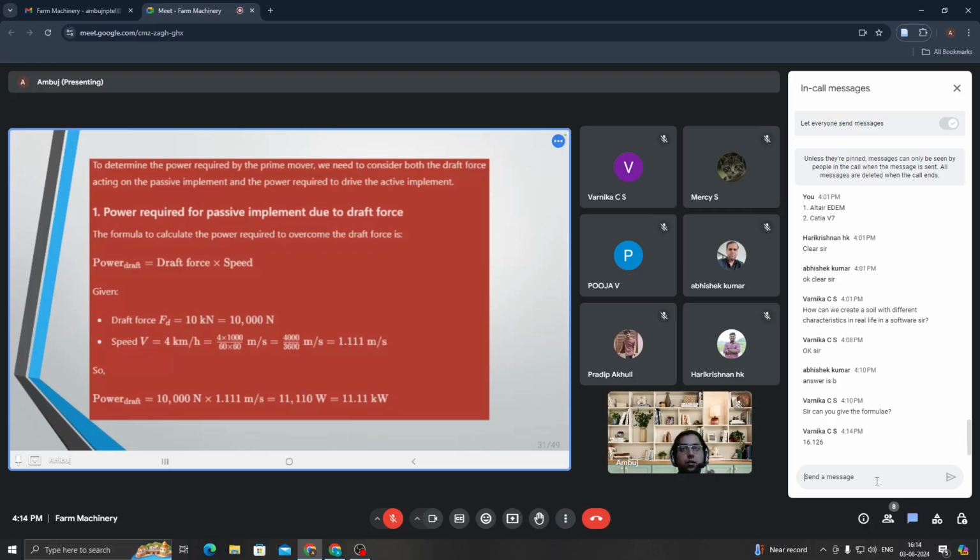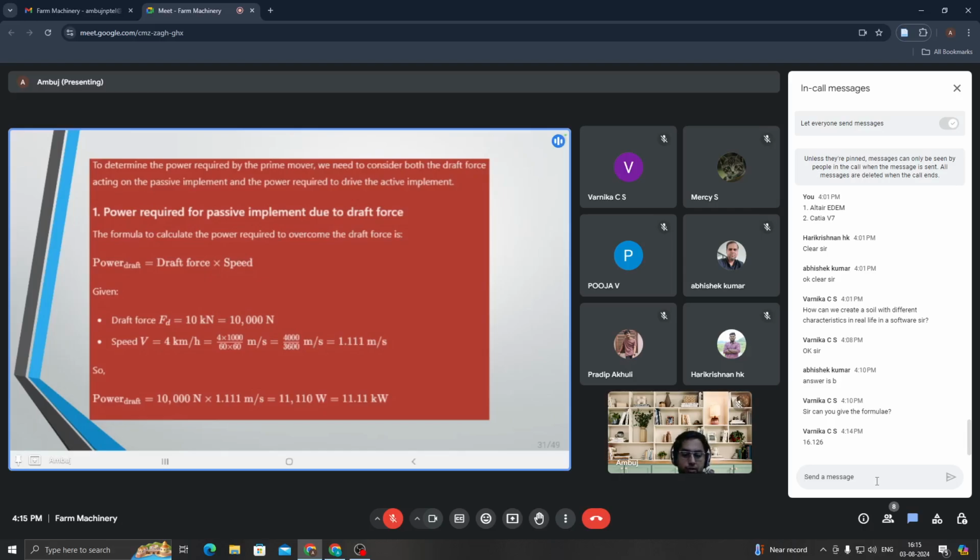Here you see draft force is given in kilonewtons. So I'll convert it into Newton by multiplying it by 10 raised to power 3. So draft force I got as 10,000 newtons. Then speed is given as 4 kilometers per hour. What is the SI unit? Meter per second. Multiplied by 5 by 18. So I'll get 1.11 meter per second. Then directly calculating the draft power requirement, I'll be getting it as F into V. What is the value which I have got? 11.11 kilowatt.